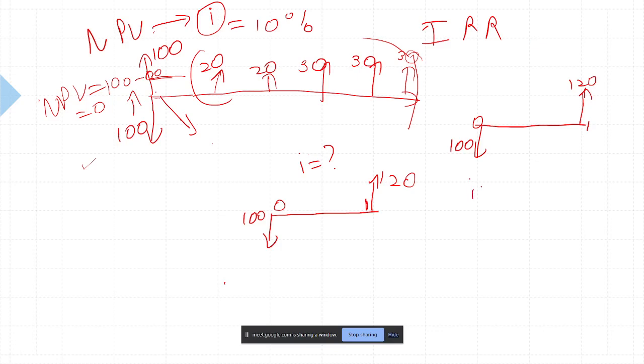Let's suppose your I is equal to 20%, then at the end of first year, the future worth of this 100 should be 100 into 1 plus 20%. I'm just calculating the future worth, right? 120, right? So you agree that I is 20% in this case.